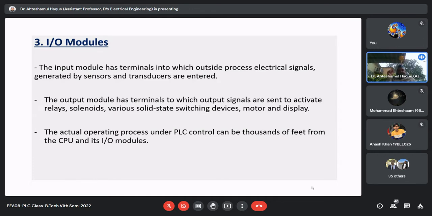So the output module has terminals to which output signals are sent to activate relays, solenoids, various solid state switching devices, motors and displays. So this is the output.